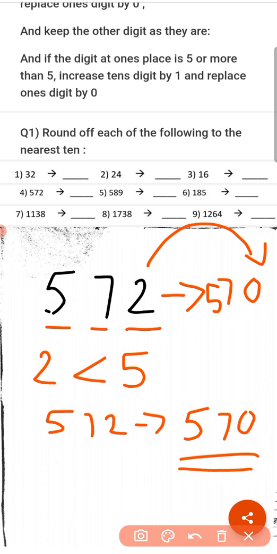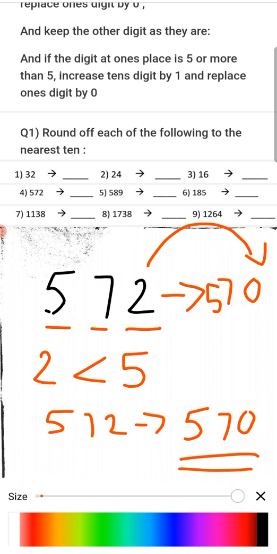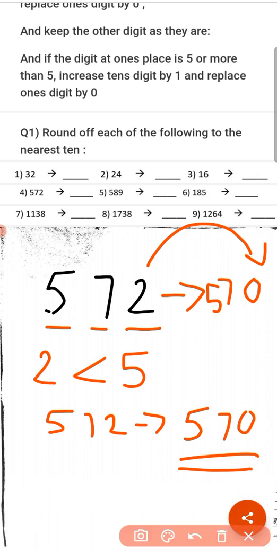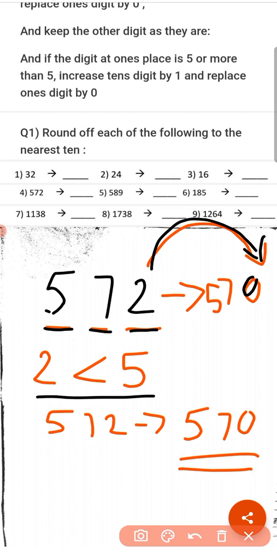Here the given digit is a 3-digit number. So, first check the digit at the ones place. Check the digit at the ones place which is less than 5. Less than 5 ആണെങ്കിൽ എന്ത് ചെയ്യണം എന്നാ ടീച്ചർ പറഞ്ഞത്? Replace that digit by 0. ആ ഡിജിറ്റിനെ മാറ്റിയിട്ട് 0 ആക്കുക. Then write the remaining digit, that is digit at tens place and hundreds place. So our answer is 570.